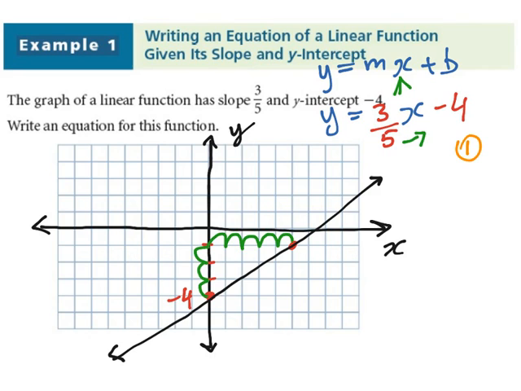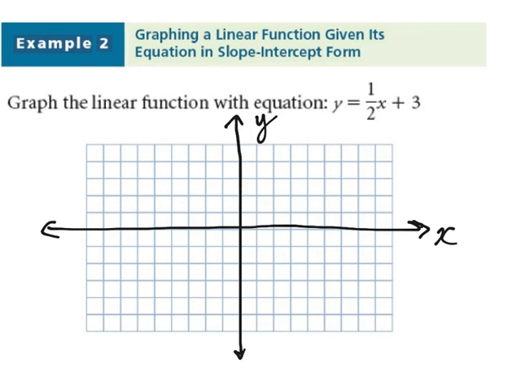Let's move on to the next question. Graph the linear function with the equation y equals 1/2 x plus 3. So we have to again recognize that the coefficient in front of the x is our slope. It says that for every 2 movements to the right or across, we have 1 movement up, while the 3 tells us that this is the y-intercept.